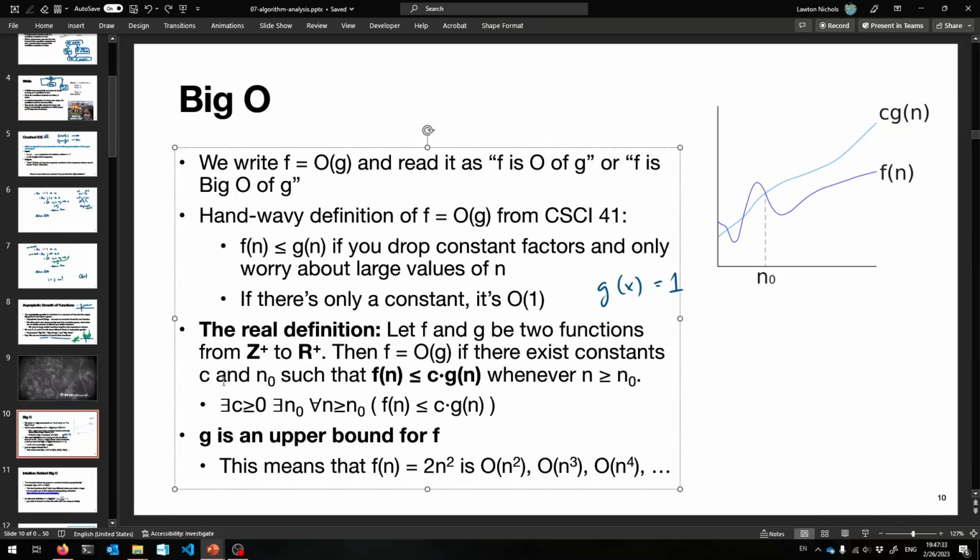If there exist two constants, c and n naught, such that f of n is less than that constant times g of n. Like, this is true: f of n is less than c times g of n whenever n is greater than or equal to that n naught. All right? So that's mathematically what it means for f to be big O of g. If you can find these two constants such that for every n greater than n naught, from then onwards, f is bounded above by a constant multiple of g of n.